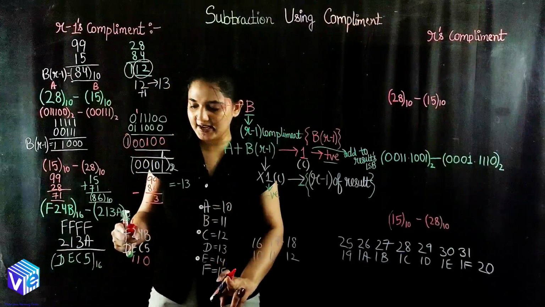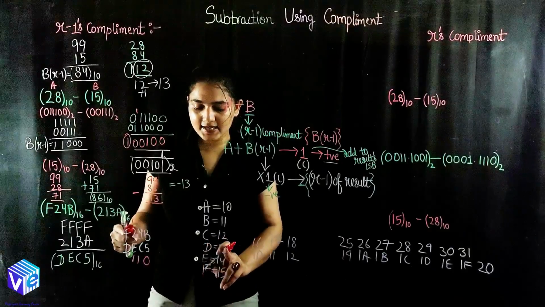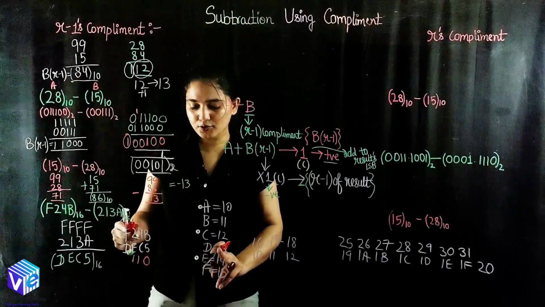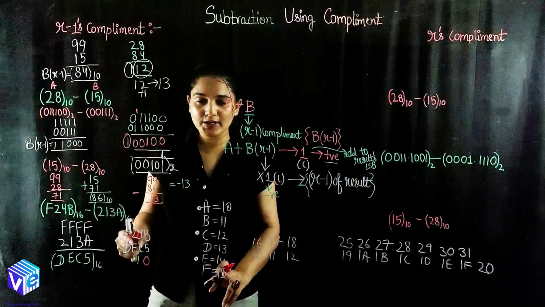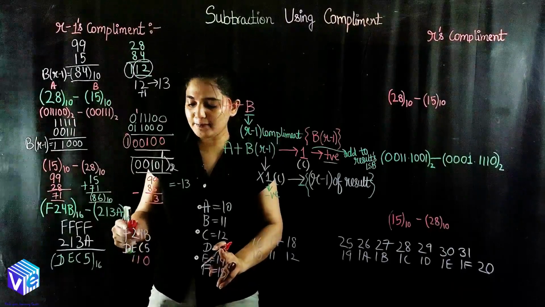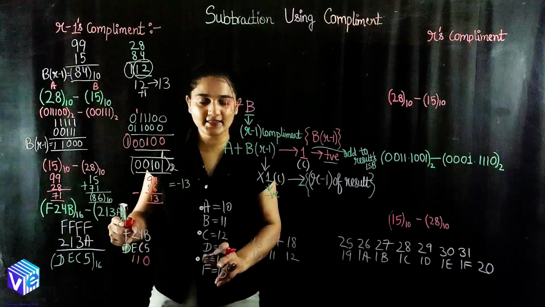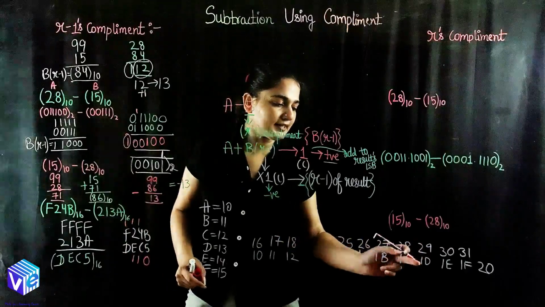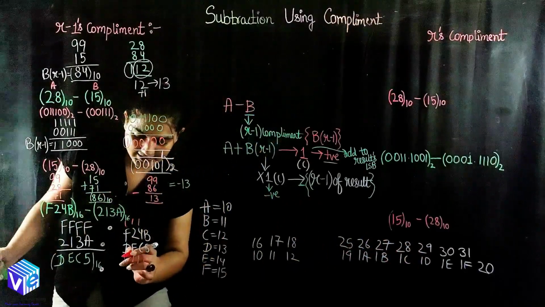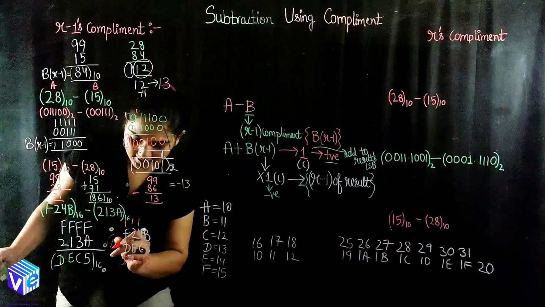F is 15. 15 plus D, which is 13. Okay, so 15 plus 13, we know it is 28. Okay, plus 1. 1 also was there in the carry. So 29. 29 is represented as D and 1 is the carry.